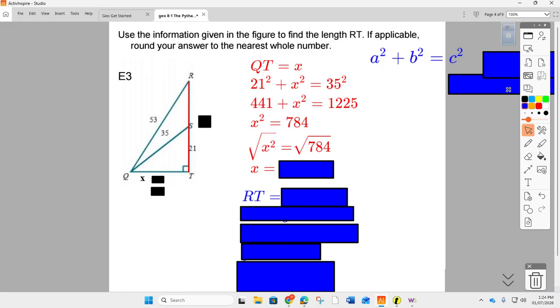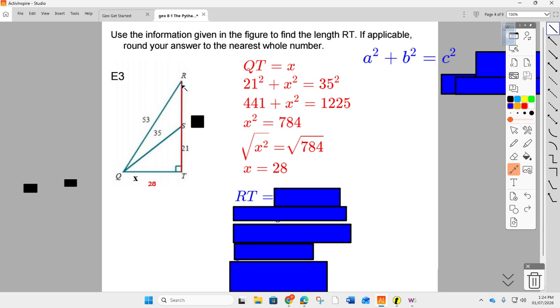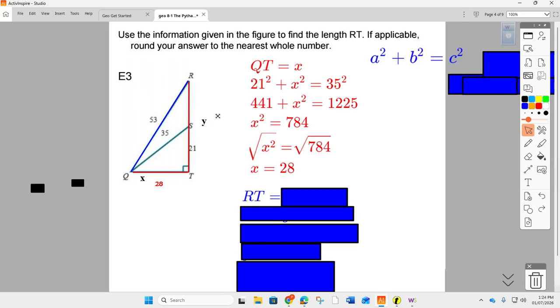28, is it. So now we know the length of QT, the length of this leg in both triangles, is 28. So now, if we're looking at this triangle up here, the hypotenuse, so we've got a leg and a hypotenuse, and we have the length of two of the sides. So now we can plug in, and we're going to just say that this one is Y to make it easier on ourselves. So we're going to say the length of RT, that's what we're solving for here, is Y.